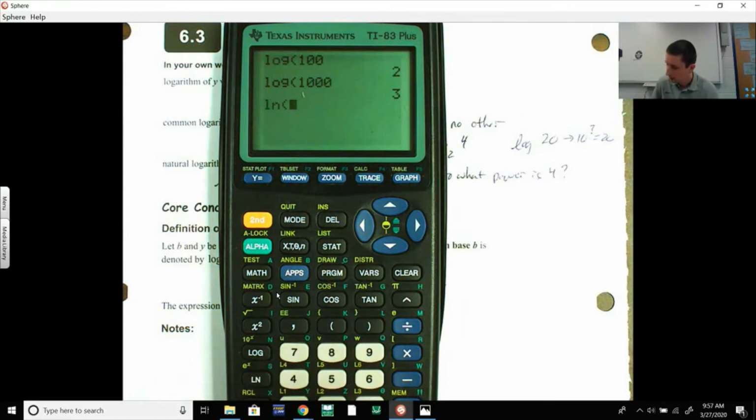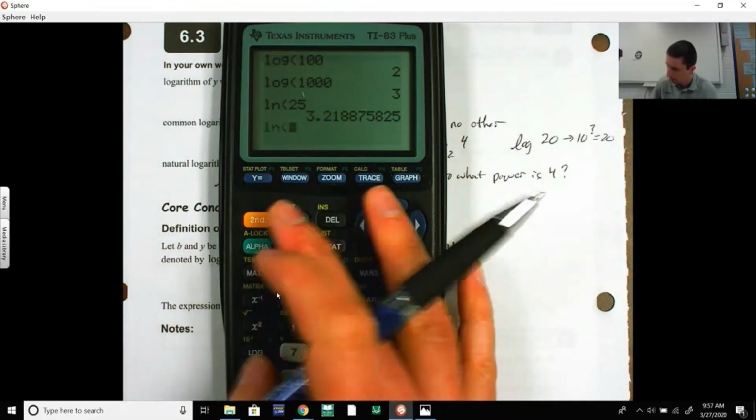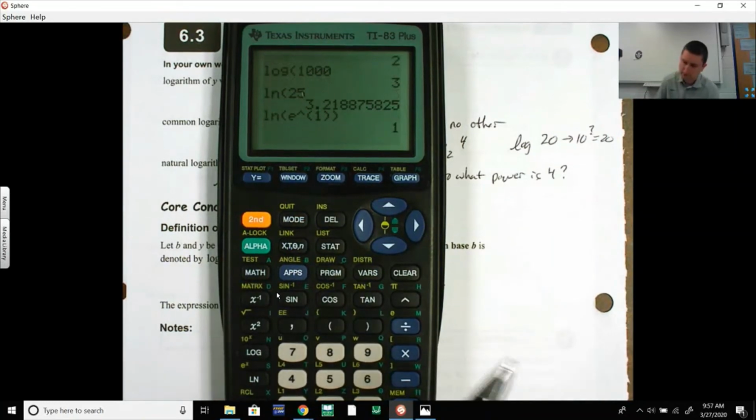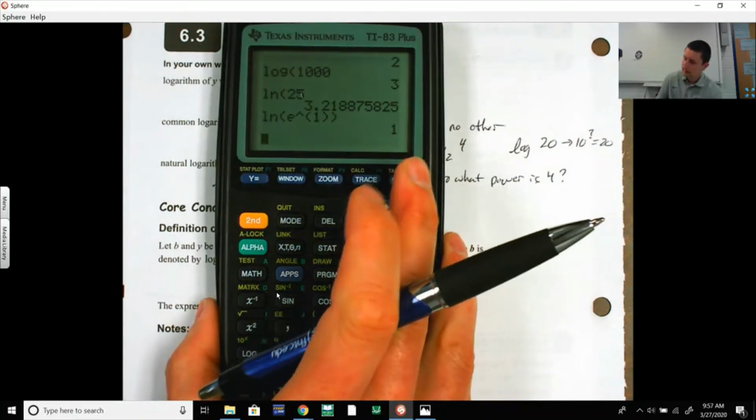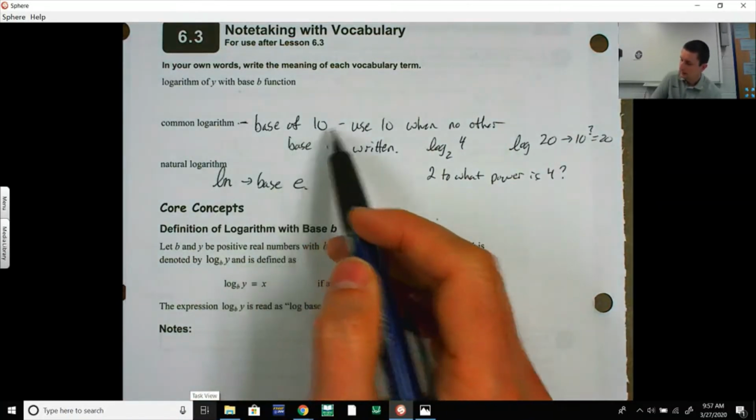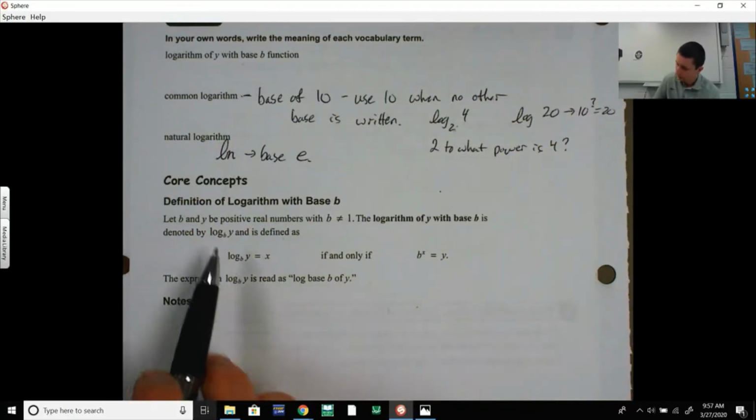If I do a natural logarithm, okay, that's going to be base E. So these are going to be weird numbers that you get. Now I can do the natural logarithm of e to the first, and I'm going to get 1 that way. Okay, so natural logarithm is base E. Common logarithm is base 10 unless it's told otherwise. Okay, so there's your definition of logarithms.